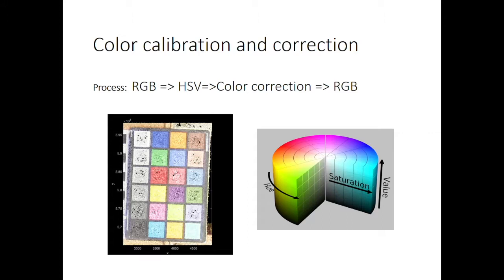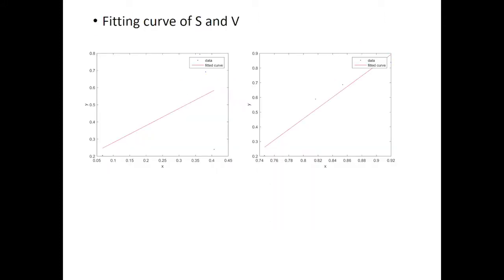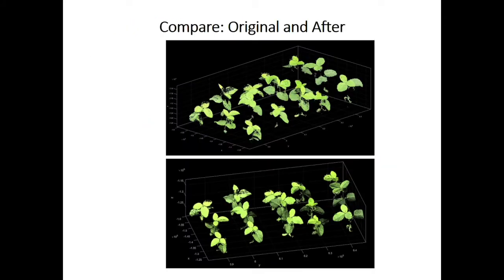To get a better result, we turn the original RGB image into an HSV image. After deriving the curve fitting function of HSV, we put the point cloud data in as input and get the corrected HSV value, and turn it back to RGB value for computation. And this is the comparison between the original graph and the graph after processing.